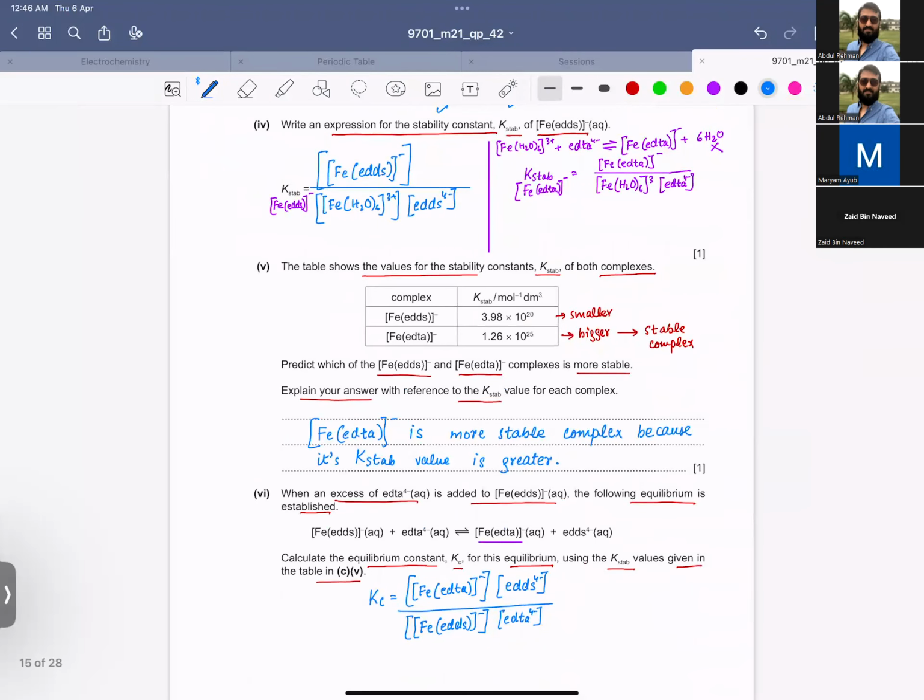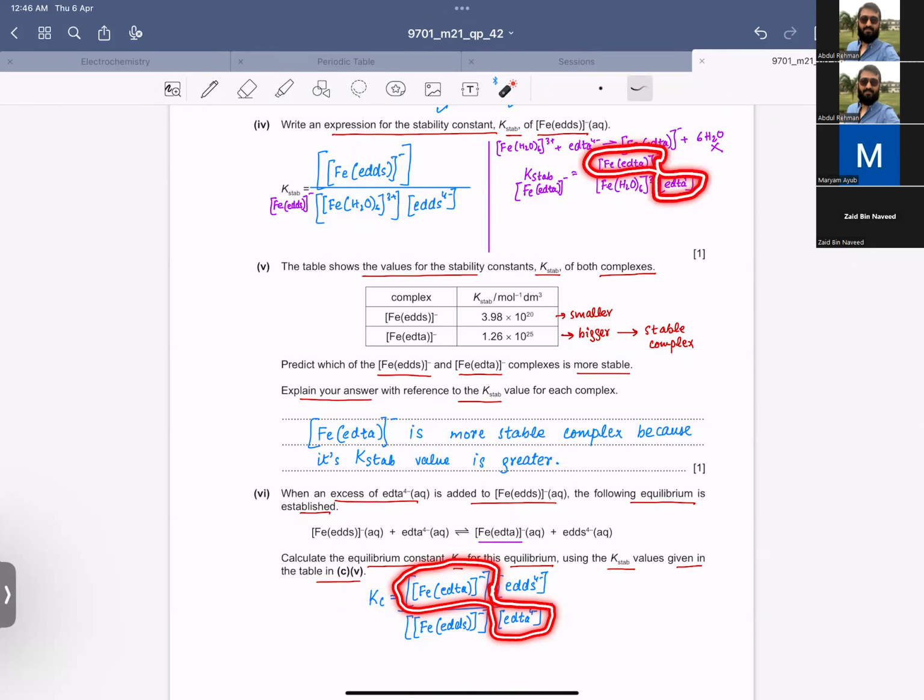Okay, if you see this Kc expression that I have written over here, it has both the FeEDTA complex and EDTA, as they are over here, right? ये बात समझ में आ रही है? Is this understandable to everyone? Yes.